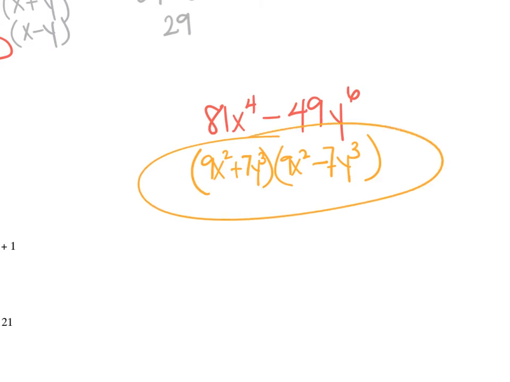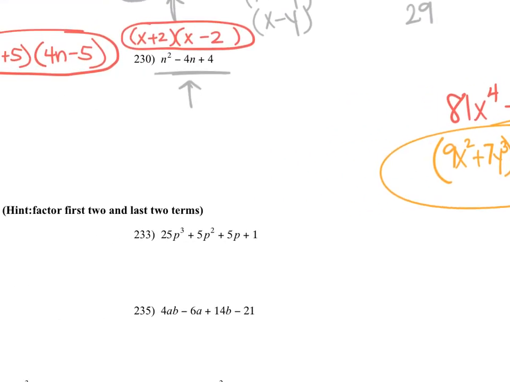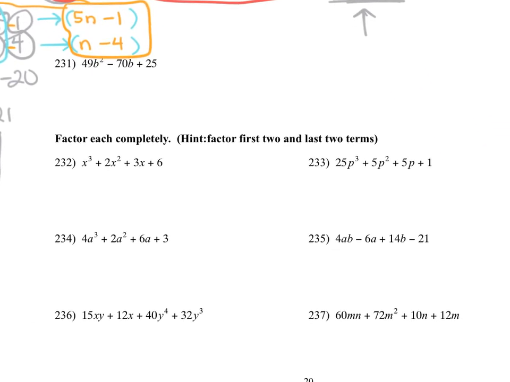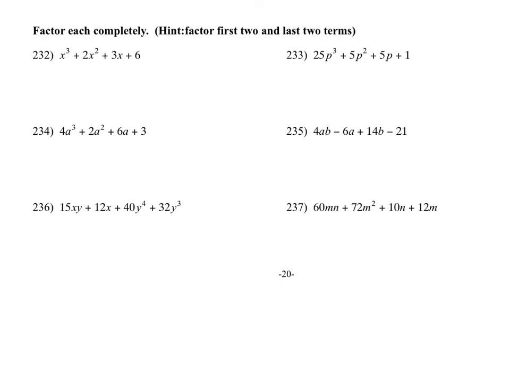So hopefully factoring is a little bit easier for you now that you've seen this video, you've practiced some problems, you've checked with someone. Let's continue to factor by grouping. So the next section, you are factoring by grouping, and usually it's the first two and the last two terms. I did give that hint in your worksheet as well.